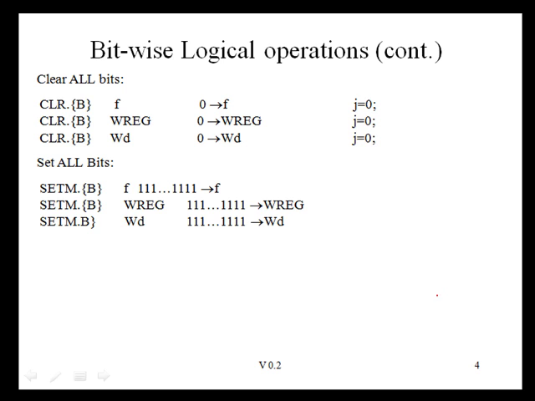Finally, a couple other operations that we want to discuss are the clear and set M instructions. The clear instruction clears all the bits of its target operand. For example, this will clear all the bits in a memory location. The set all bits operation, as represented by the set M instruction, is the opposite. It sets all the bits in the target operand.